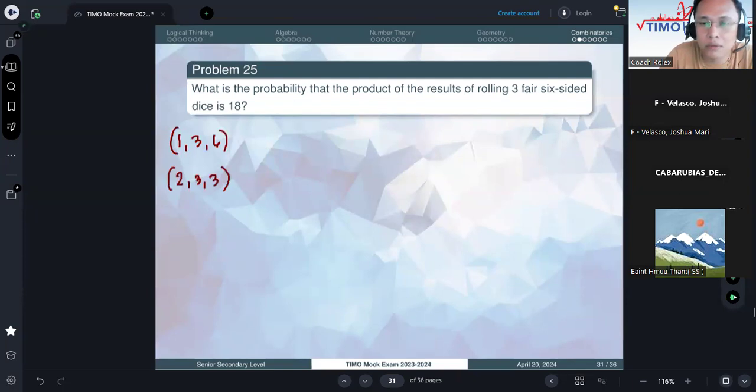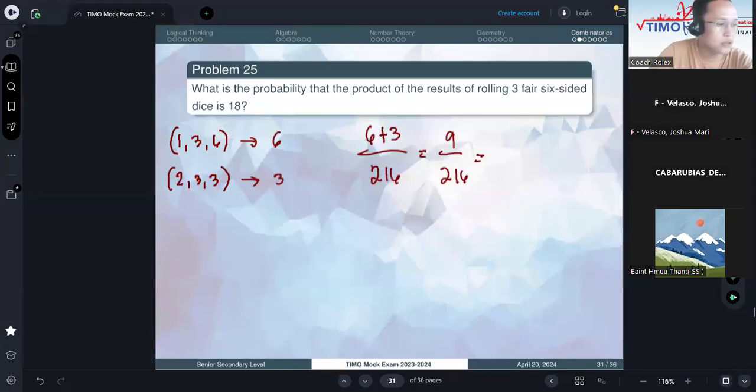Okay, probability, the product rolling through 6 is okay. So 3, 6, 6. So these are the cases. Then here, there are 6 out of them, no? If you rearrange this, you will have 6. If you rearrange this, you will have 3. So you will have 6 plus 3 over ilan ba yung total number? That is 216, which is equal to 9 over 216, which can be simplified into 1 over 24. Okay, so the answer for this is 1 over 24.